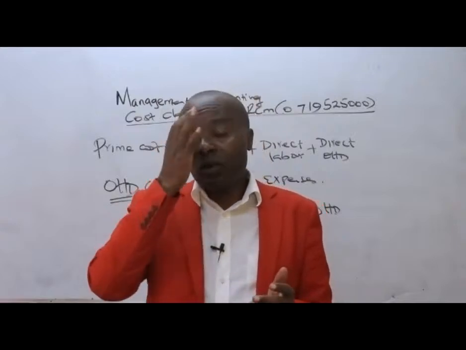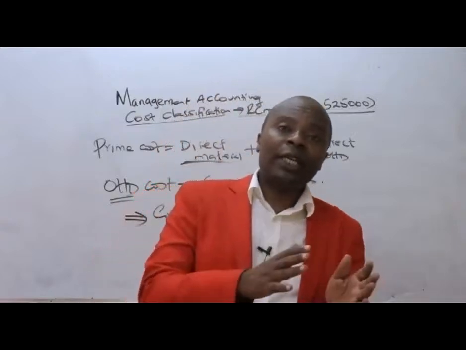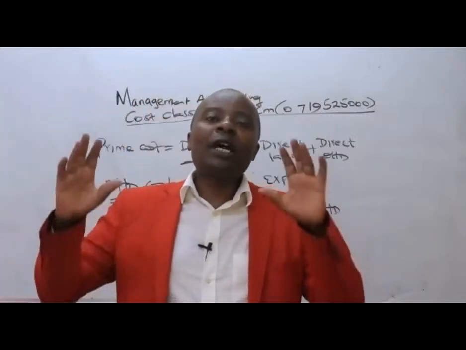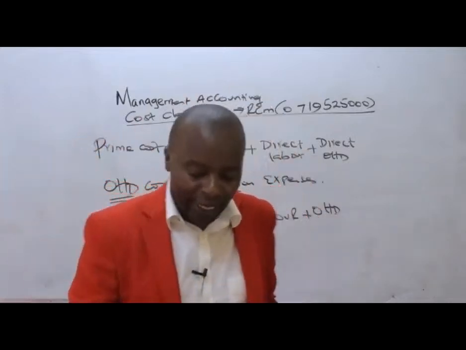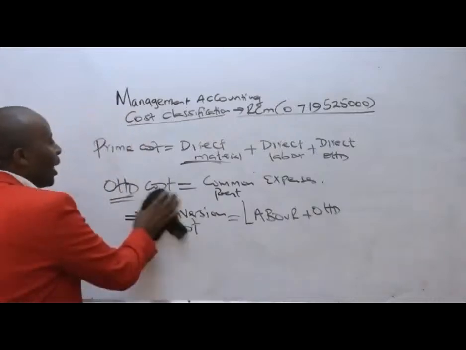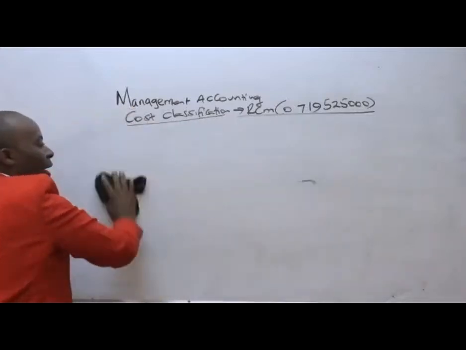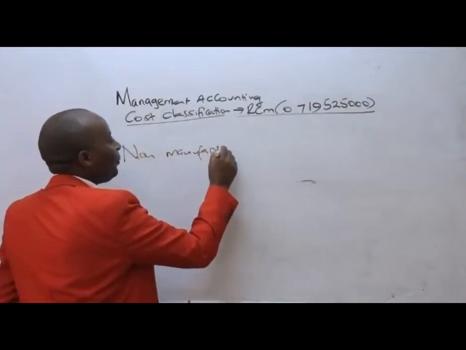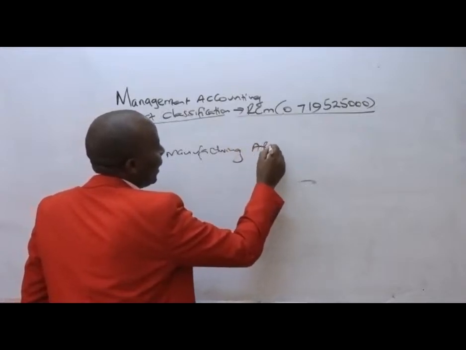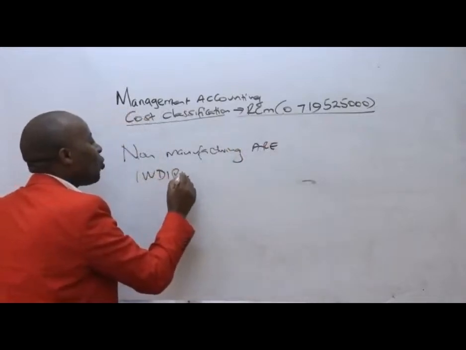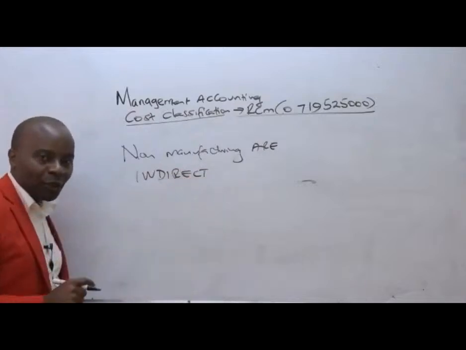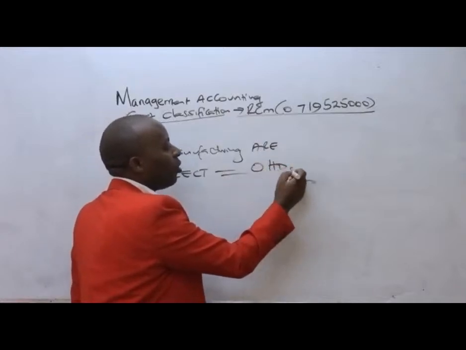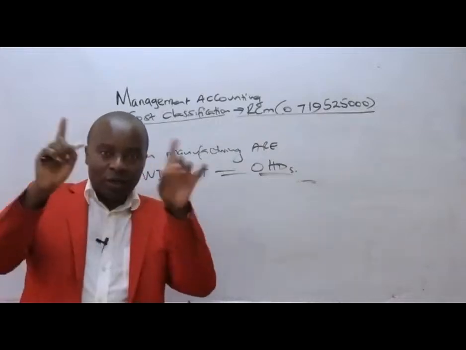And if you have been given, although rare, direct overheads will also constitute what we call manufacturing cost. Ladies and gentlemen, outside the manufacturing cost, we shall now be having what we call the non-manufacturing costs, which are basically indirect. Non-manufacturing costs are indirect. Indirect, why? They are not directly attributable to production. And in most cases, these non-manufacturing costs are the ones we call overheads. They're the common expenses.